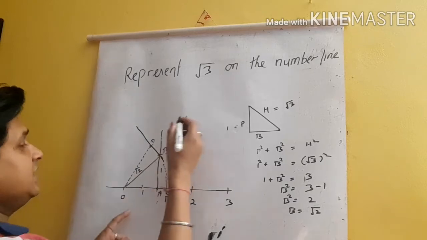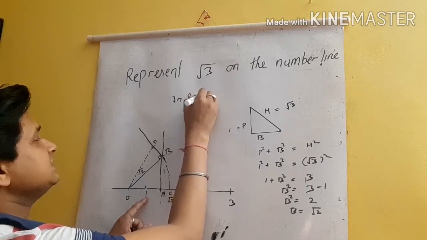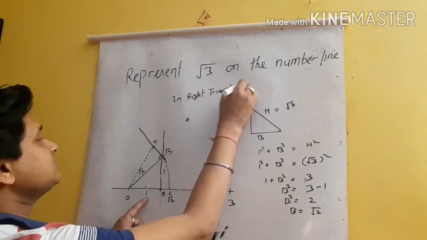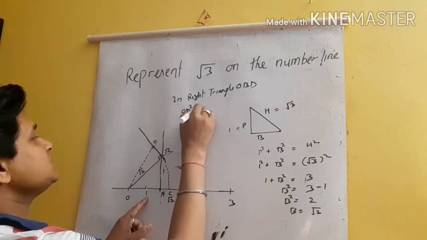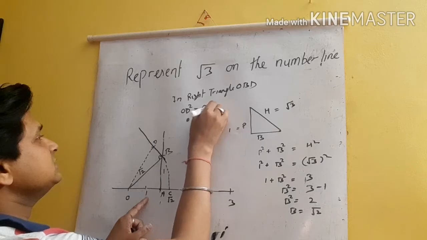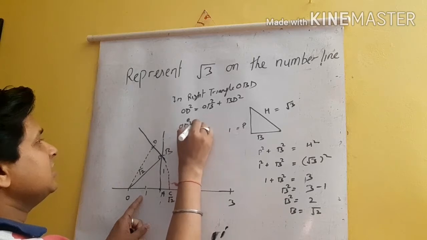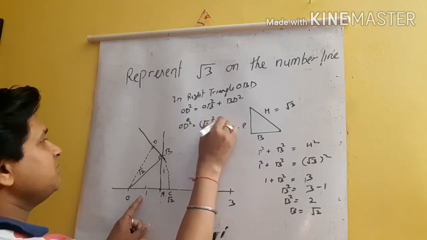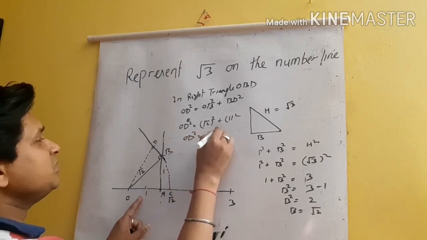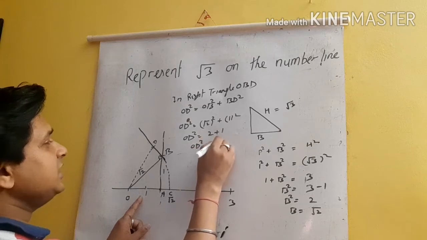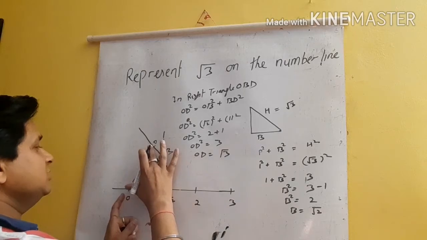How is this root 3? This is 90 degrees, so you will apply it in right triangle OBD. OD square is equal to OB square plus BD square. OD we have to find. OB is root 2 square plus, and this is 1 unit. So OD square is equal to 2 plus 1. OD square is equal to 3. So OD is equal to root 3. It means that this is the root 3 distance.